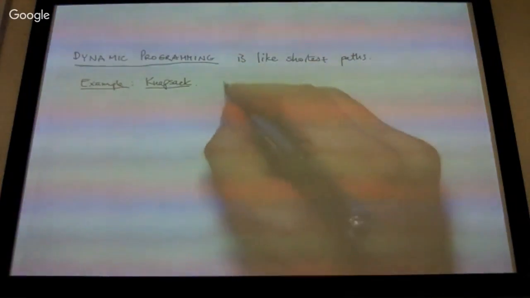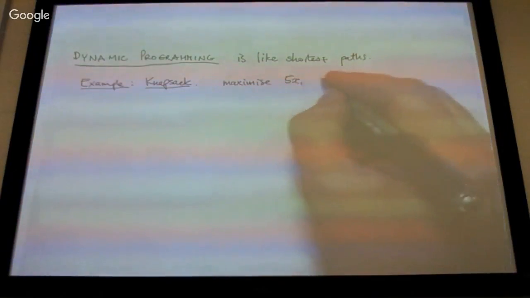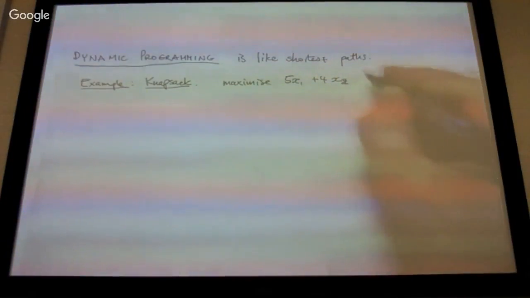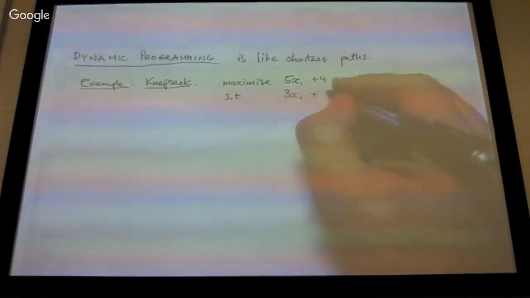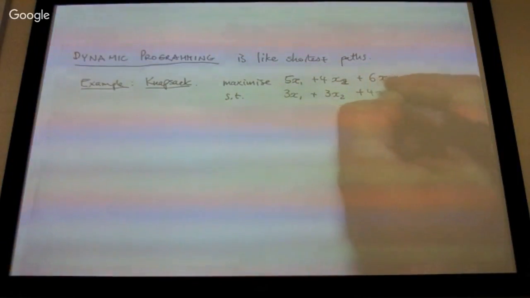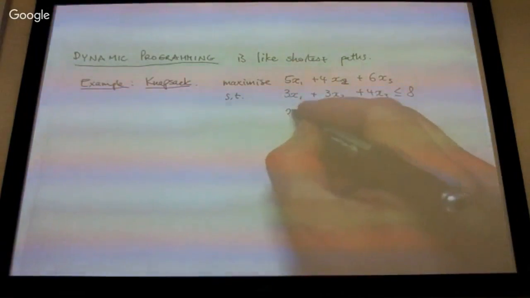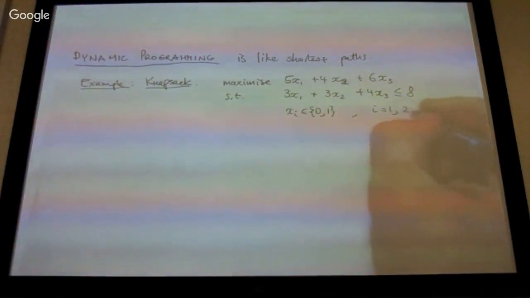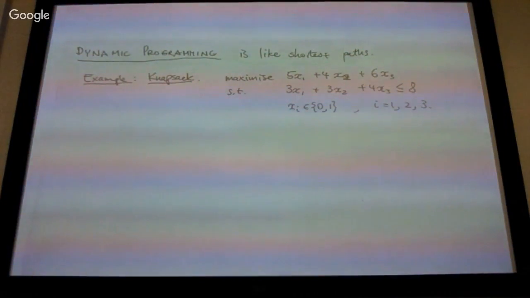So perhaps we can say we want to maximize, just stick to this one, it doesn't really matter what it is, 5x1 plus 4x2 plus 6x3, and the constraint there is 3x1 plus 3x2 plus 4x3 is at most 8, and xi is 0 or 1 for i equals 1, 2, 3. Okay, so a prototypical knapsack problem.